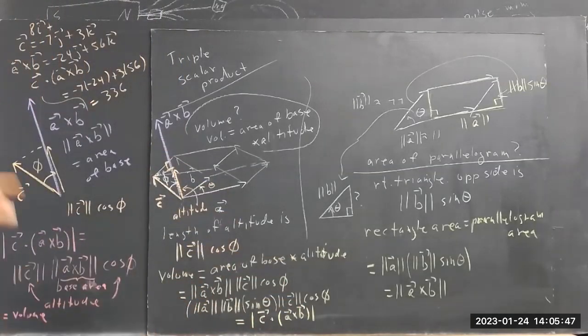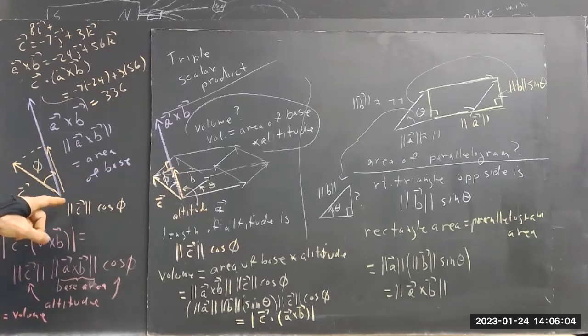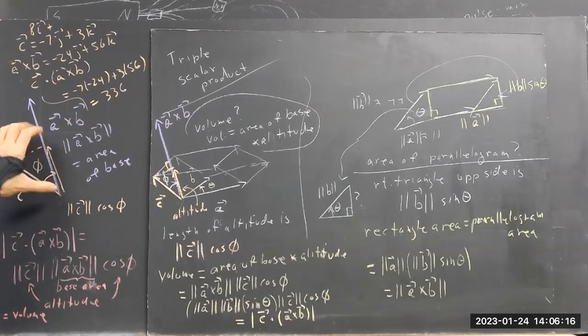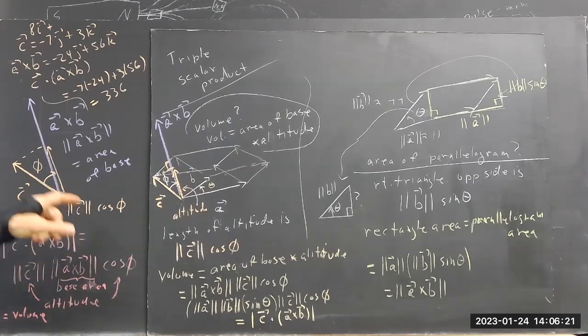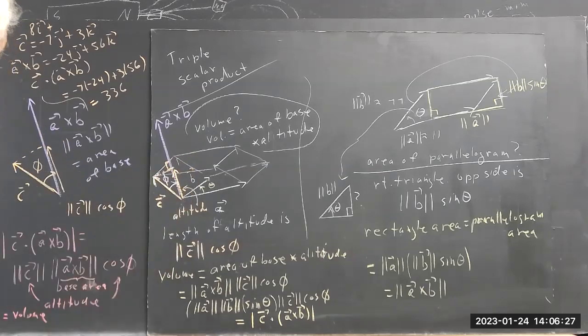They didn't have room to make that clear, so we came over here and just isolated our A cross B vector and our C vector. The length of the A cross B vector, the magnitude, is the area of the base. The scalar projection of the C vector onto here is magnitude of C cosine phi. It's our altitude. Here's our altitude, here's the area of the base. We multiply our altitude by the area of the base, the length of this vector by the length of this vector, and we get the volume of the parallelepiped.